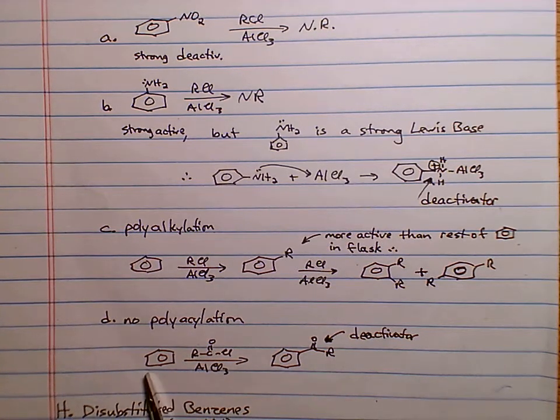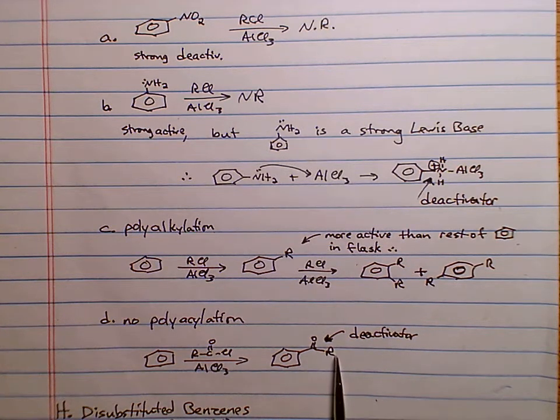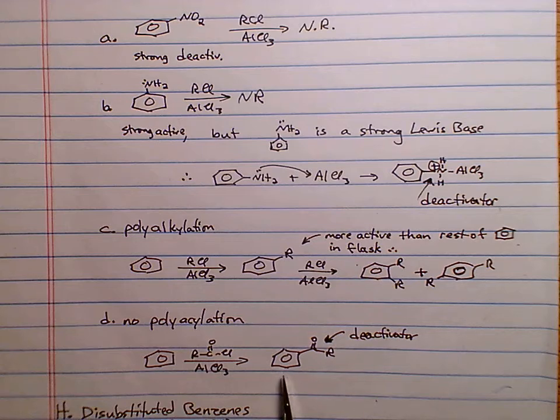Because check this out, you take your benzene ring, you put your acyl group on here, RC double bond O. Note, it's a carbonyl bonded to a benzene ring. This is a deactivated benzene ring. So you do not get polyacylations.